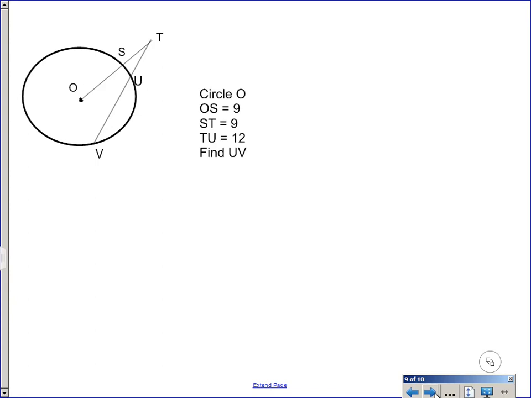Okay, so I'm leaving another tricky one for you, but I'm going to help you start this one off. We're going to label our parts. O to S is 9. S to T is 9. T to U is 12. And they want you to find U to V. Okay, so in this situation, we need to get the whole, but remember, the whole will go across the entire circle. So give this one a try, and you can check in with me.